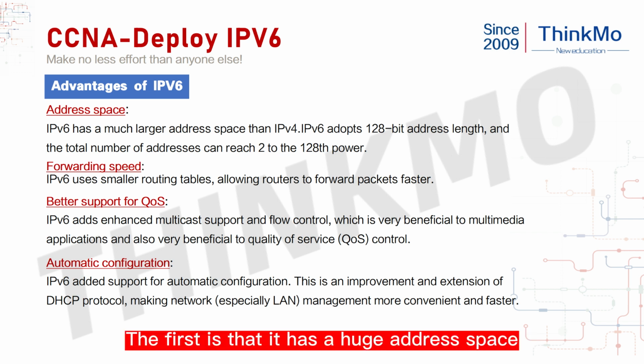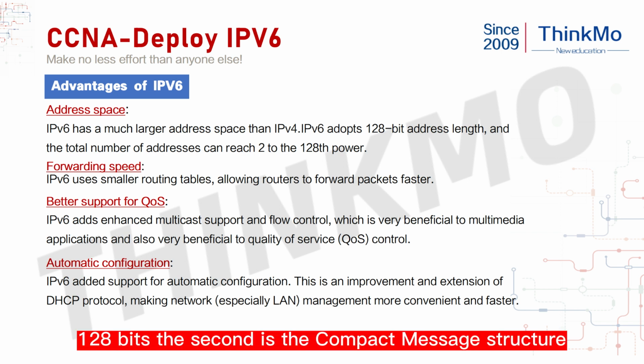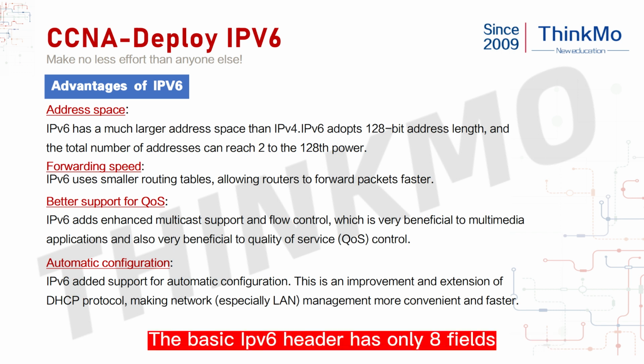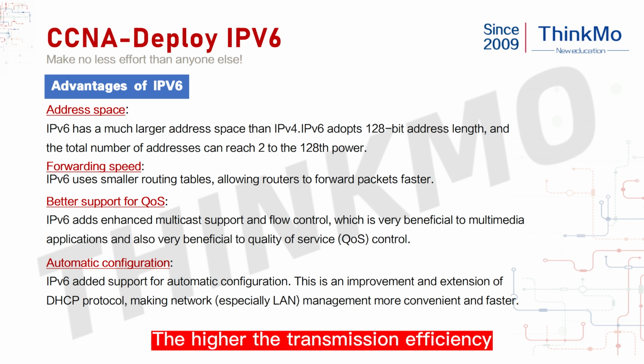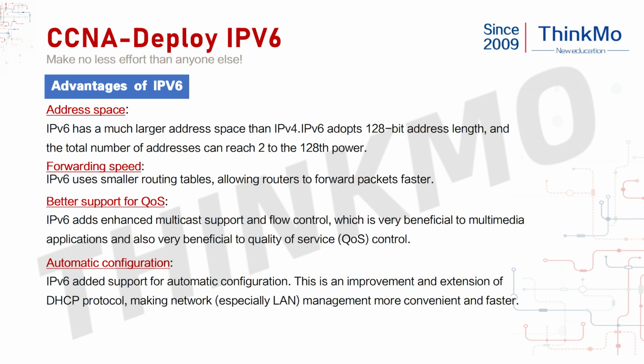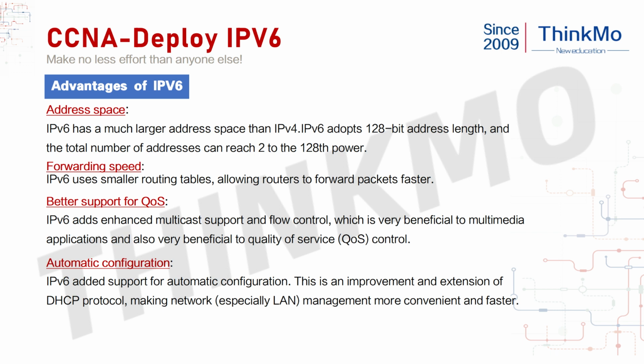The first is that it has a huge address space. Its address space is 128 bits. The second is the compact message structure. The basic IPv6 header has only 8 fields, a fixed 40 bytes. The fewer the fields, the higher the transmission efficiency, and the memory resources used are smaller. It can then be configured and readdressed automatically.